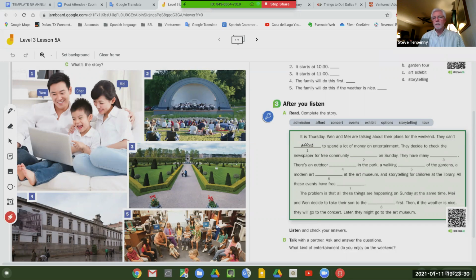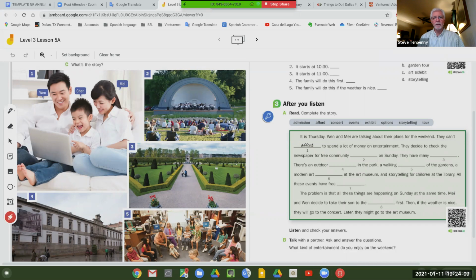So in many cities, there are free concerts that are usually outdoors. So this concert obviously is outside, and the people are sitting either on the grass, or they brought their own folding chairs from their house.